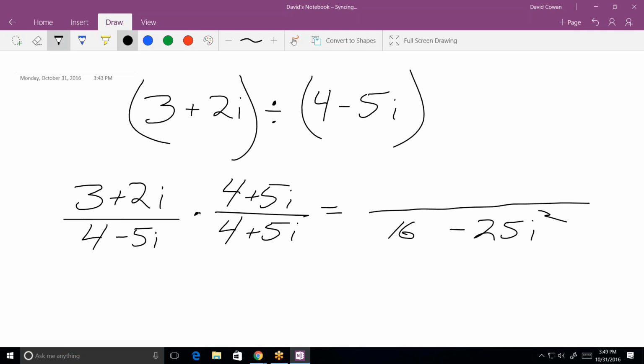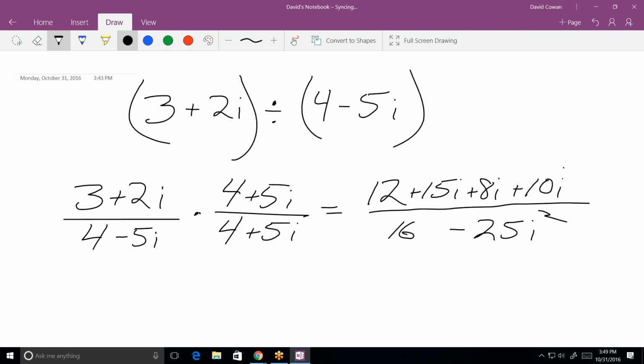Now, let's multiply the top out. And we do have to FOIL this. In other words, we don't have any conjugates up there. So do it piece by piece. What's the first term? 12. What next? Plus 15i. Next. Plus 8i. And finally, plus 10i squared.